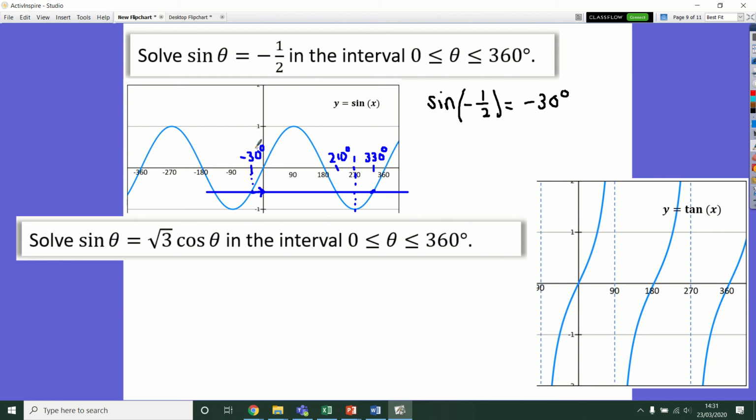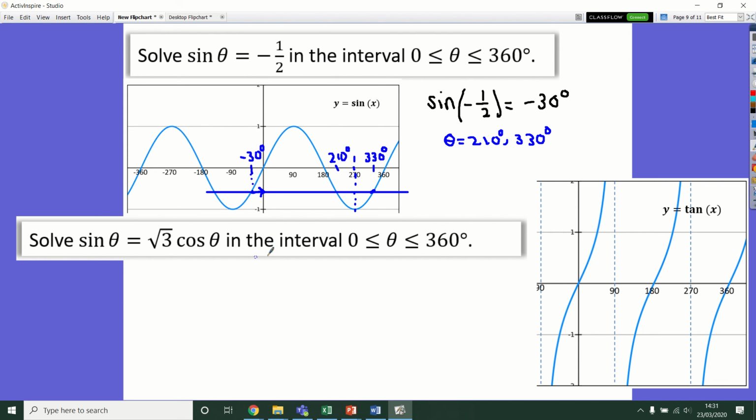Okay, so taking my principal value from the calculator, I can work my way across to the valid region of the graph, and those are my two solutions. So theta equals 210 degrees or 330 degrees. And that one's done.